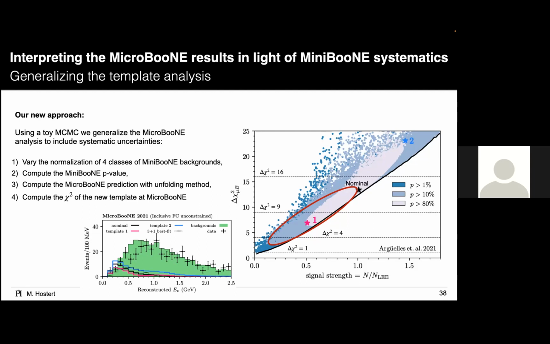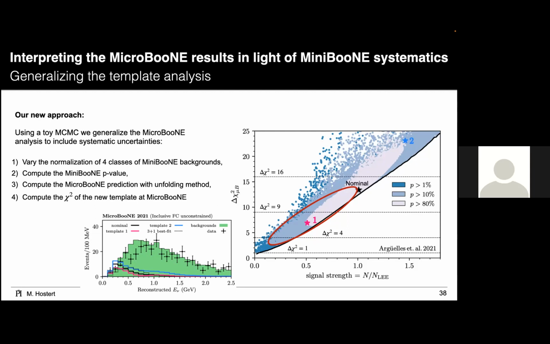And in colors, you see every point here corresponds to a different template, and they're colored according to their p-value in MiniBooNE. What that means is that if you are in the pinkish or the lightest region here, you have an agreement with MiniBooNE data above 80%, which is great agreement. If I'm at the lighter blue region, then I have a slightly worse agreement, but greater than 10% p-value. And on the y-axis, you see the delta chi-squared for MicroBooNE.